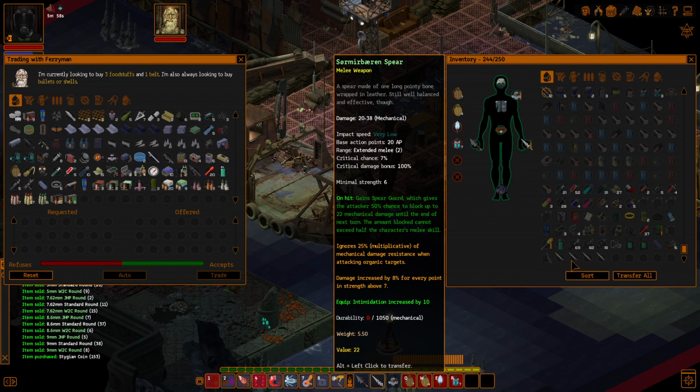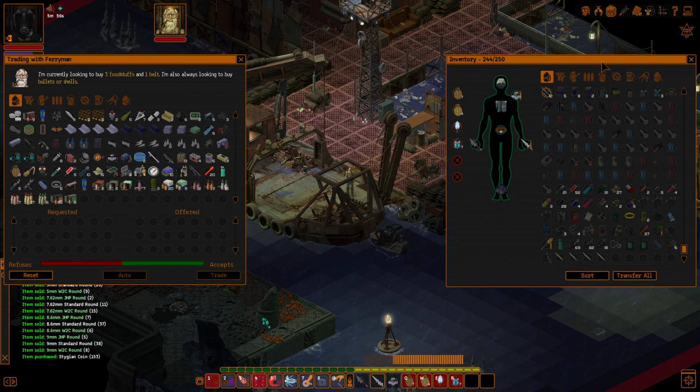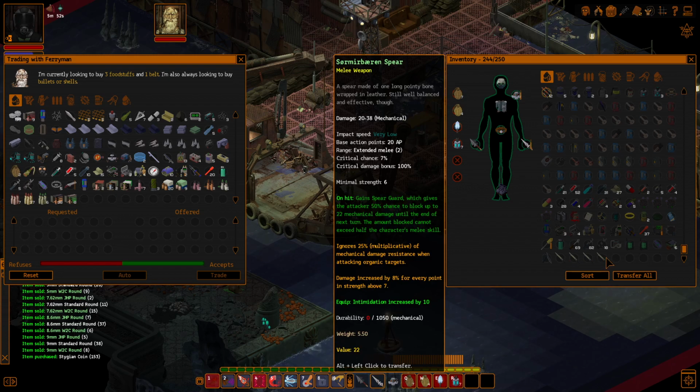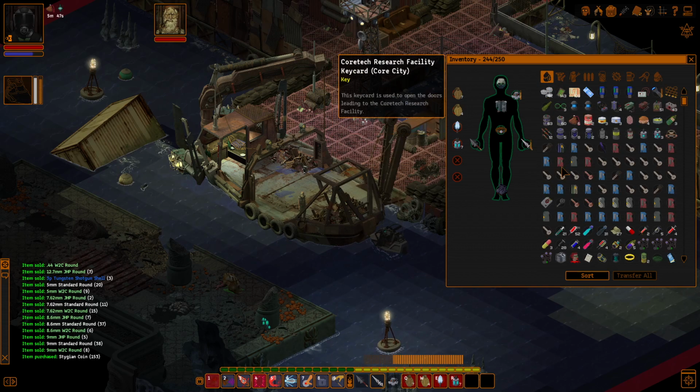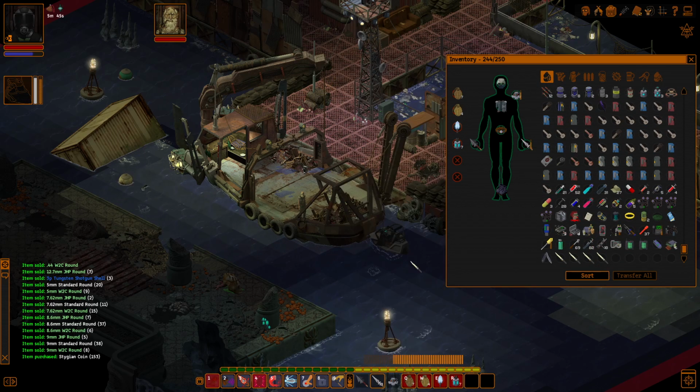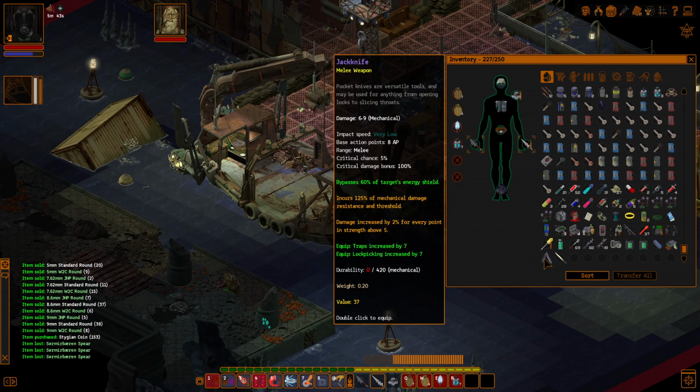Oh, I forgot how these aren't spears in my inventory. Wait, no, they're on the... Wait, do I? These are all like crap. I know I was lugging that stuff around.